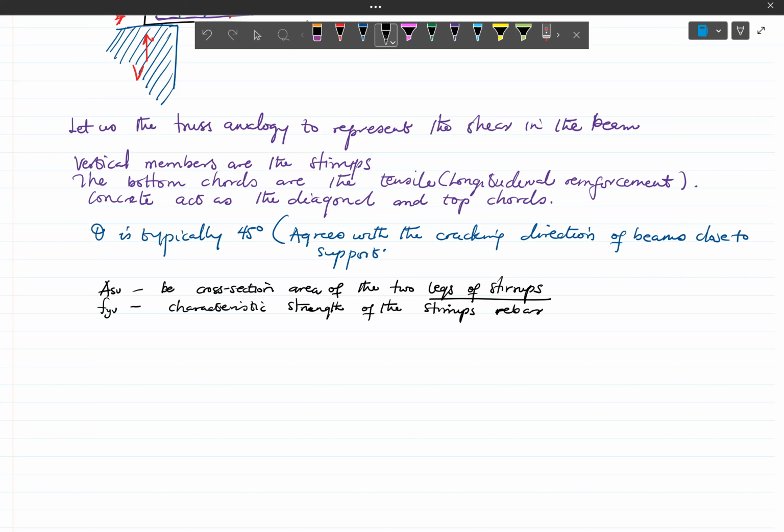Okay. And then we have V being the shear force. So the shear force due to the ultimate load. So here it means that we would have factored the loads, a 1.4 for dead loads and 1.6 for live loads and all of that. Okay. So let's just take note of that.